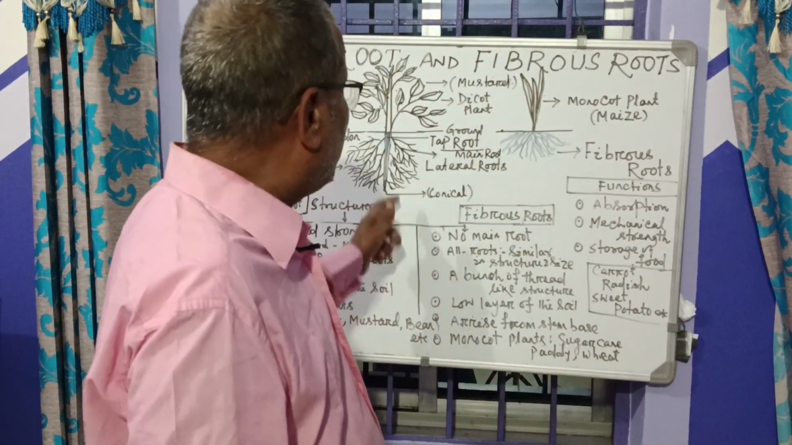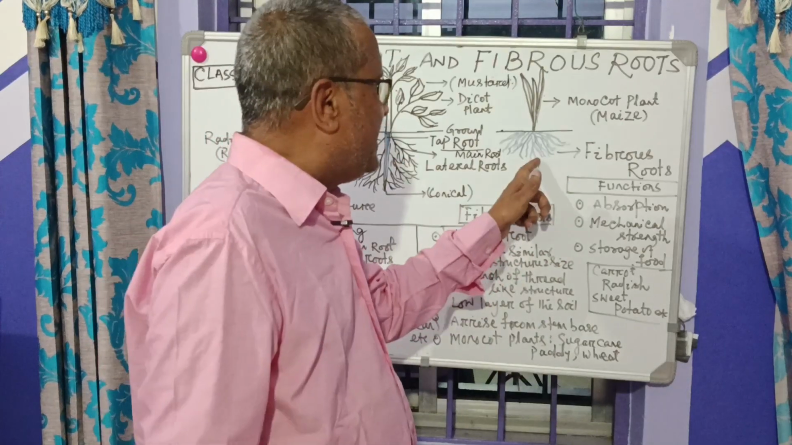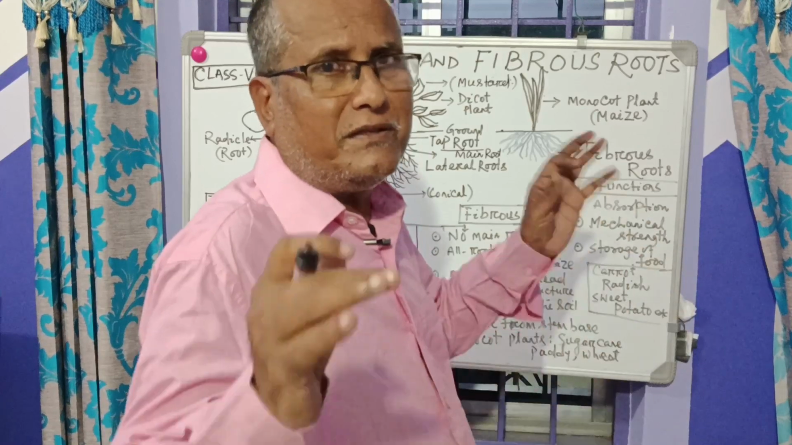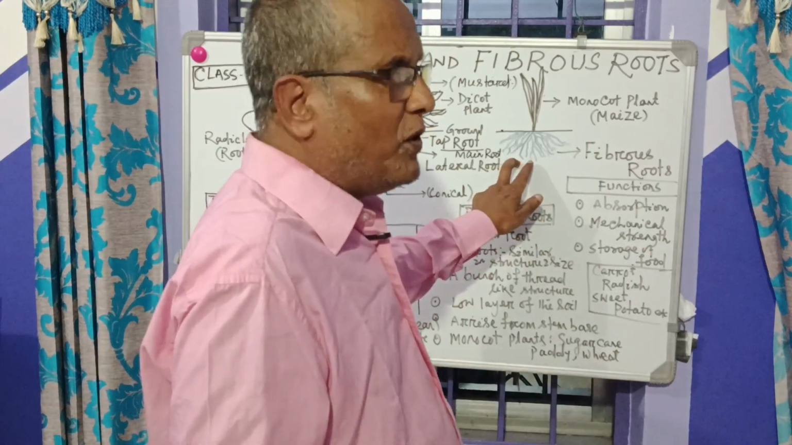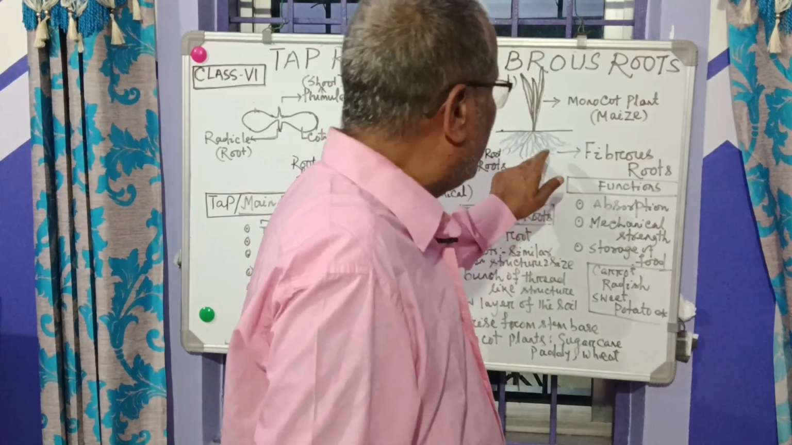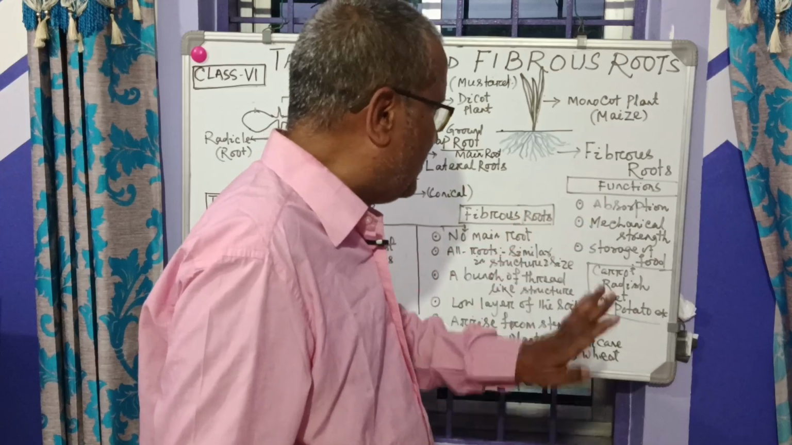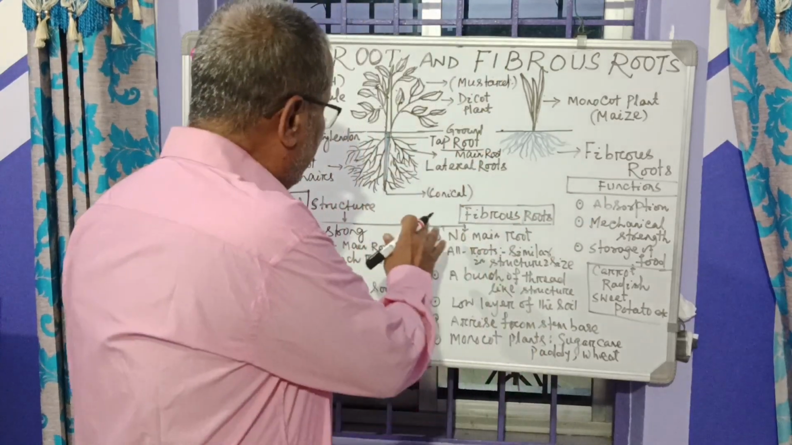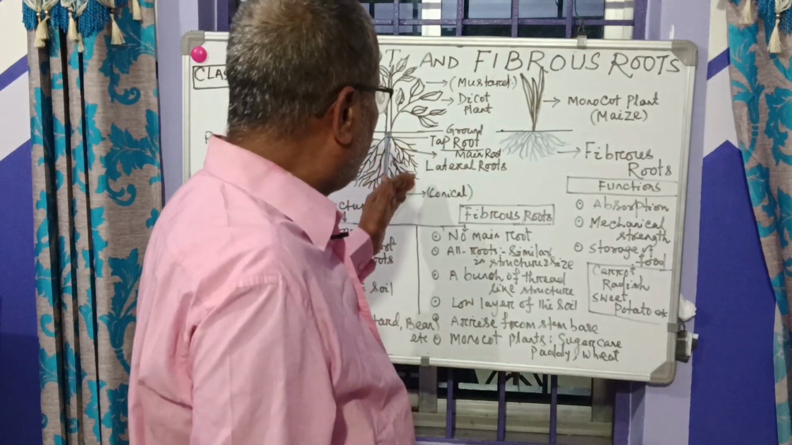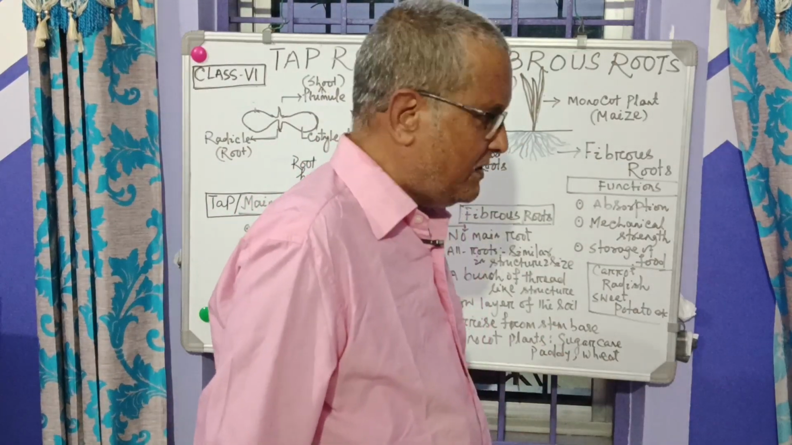But in the tap root system, there is only one main root, and these are the branch roots. Here, all roots are of similar size and similar structure, a bunch of fiber-like structures. These fiber-like structures are called fibrous roots. So, these are the major differences between the taproot system and the fibrous root system.